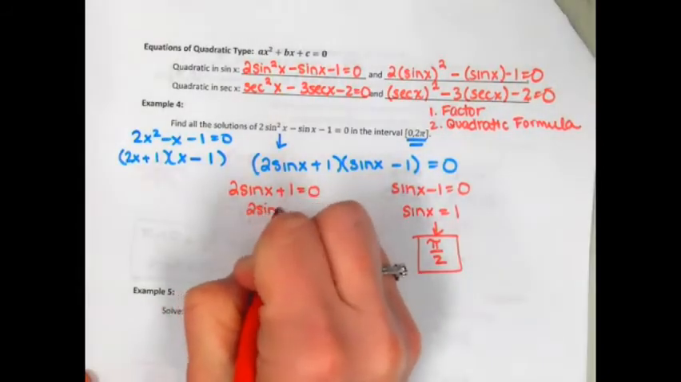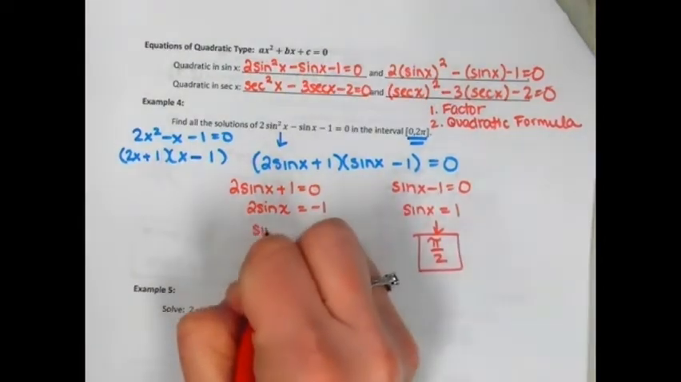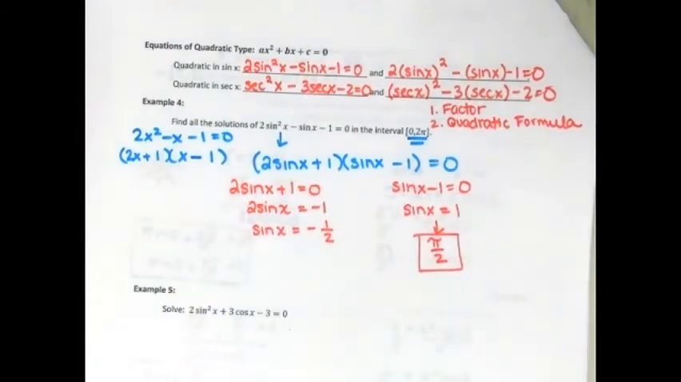What would I do first? Subtract the 1, so I get 2 sine x equals negative 1. And then how do I get rid of the 2? Divide. So we get sine of x equals negative 1/2, right?